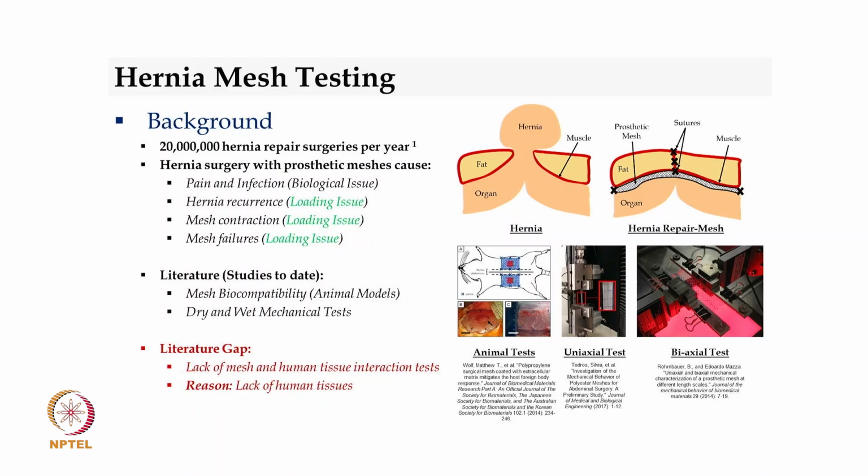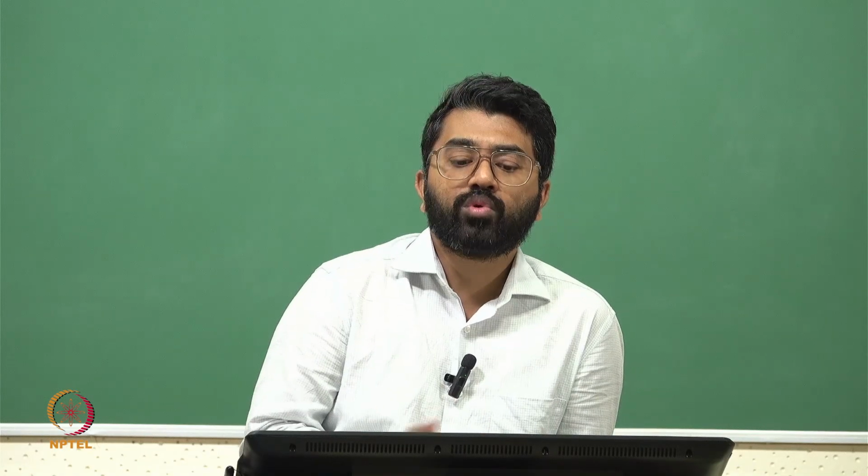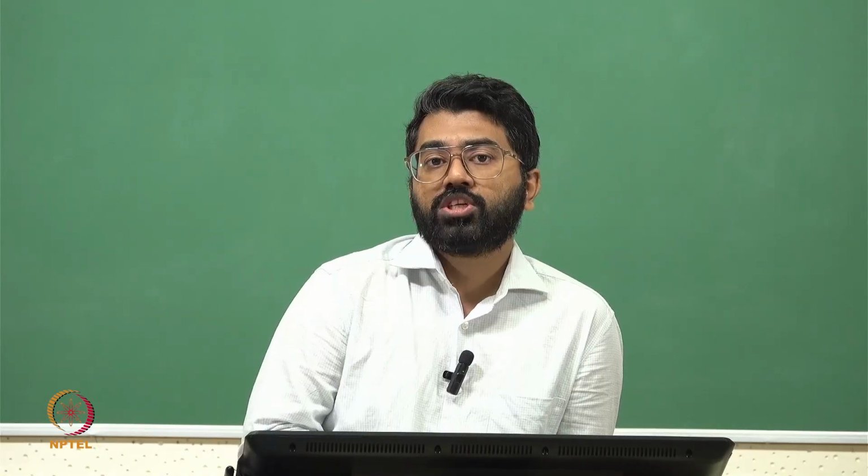biological issue that you cannot correct through study of any mechanics, hernia reoccurrence, mesh contraction, and mesh failure. These are the three different areas which we have identified about the hernia mesh issue, which can have an effect due to the loading, the incorrect amount of loading which is getting applied on the mesh, that is probably causing the meshes to fail. So we wanted to study this more.